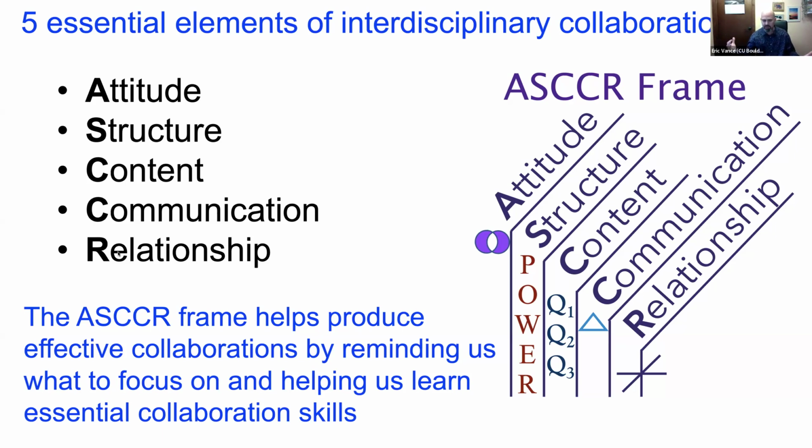In reality, there are hundreds or thousands of variables that go into effective collaboration. When we're talking about people interacting, there's so much going on that I always find it useful to try to do a dimension reduction on that high dimensional space. And what we came up with were these 5 principal components of collaboration: attitude, structure, content, communication, and relationship.